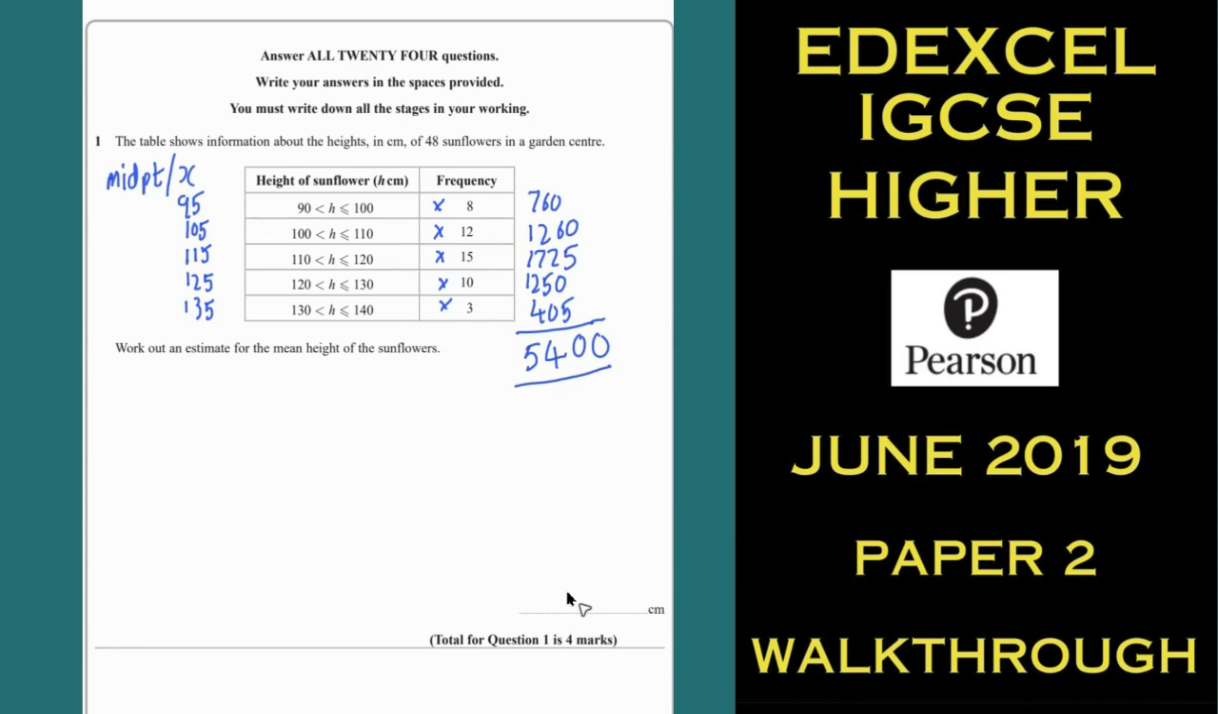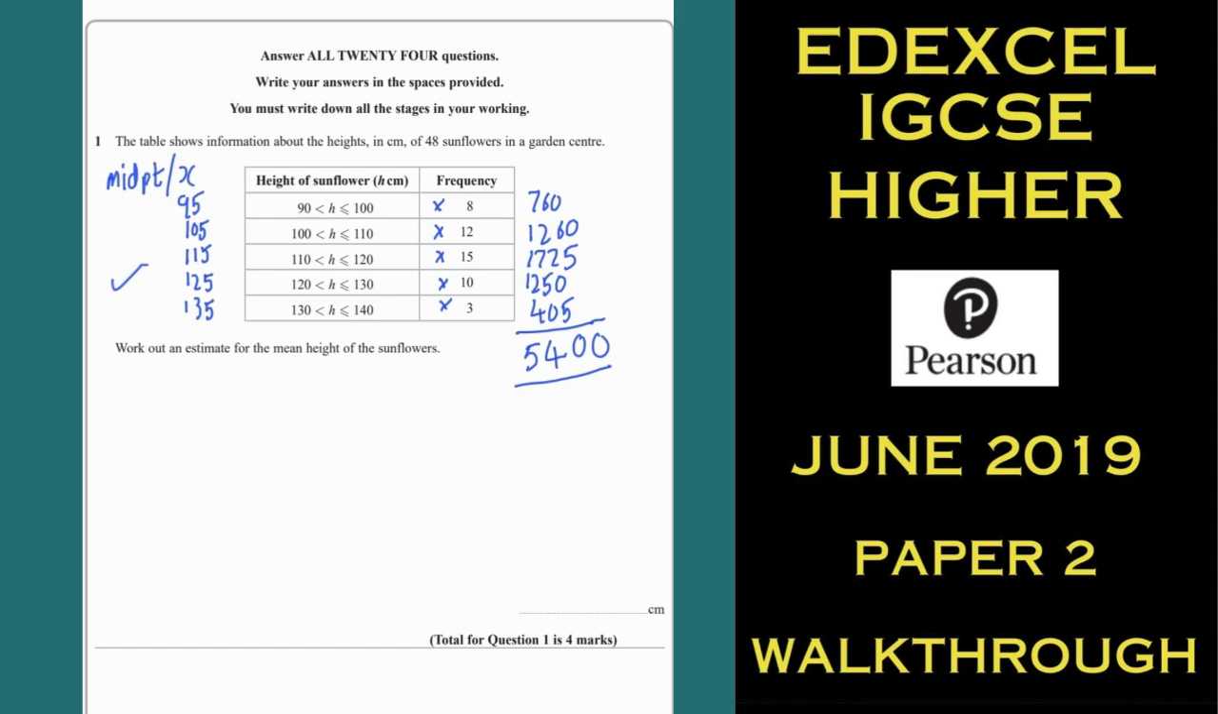Just get them learned whenever you're estimating a mean. Your first job for the easy mark is to write out the midpoints. Some of your teachers will refer to it as X, doesn't matter. Earn your mark. Each of the midpoints, because that's what you're estimating. You are estimating that these 8 are all in the 95 category.